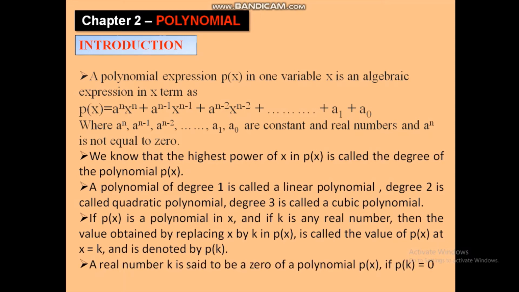and the real number k is said to be a zero of polynomial p(x) if we get p(k) = 0. That means if the value of p(k) is equal to 0, then the real number k is known as a zero of polynomial p(x). Here zero means root of the polynomial, or you can say solution of the polynomial. Okay.